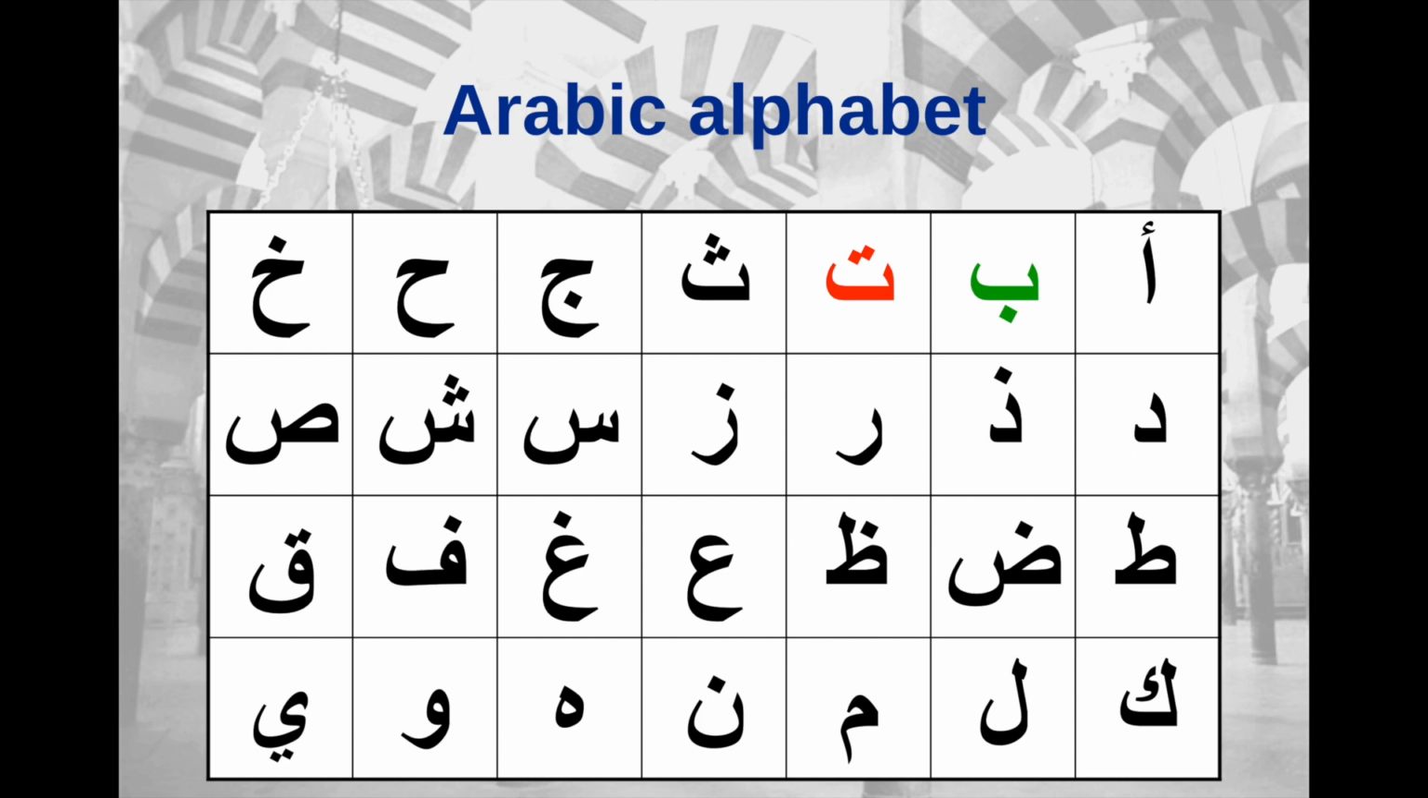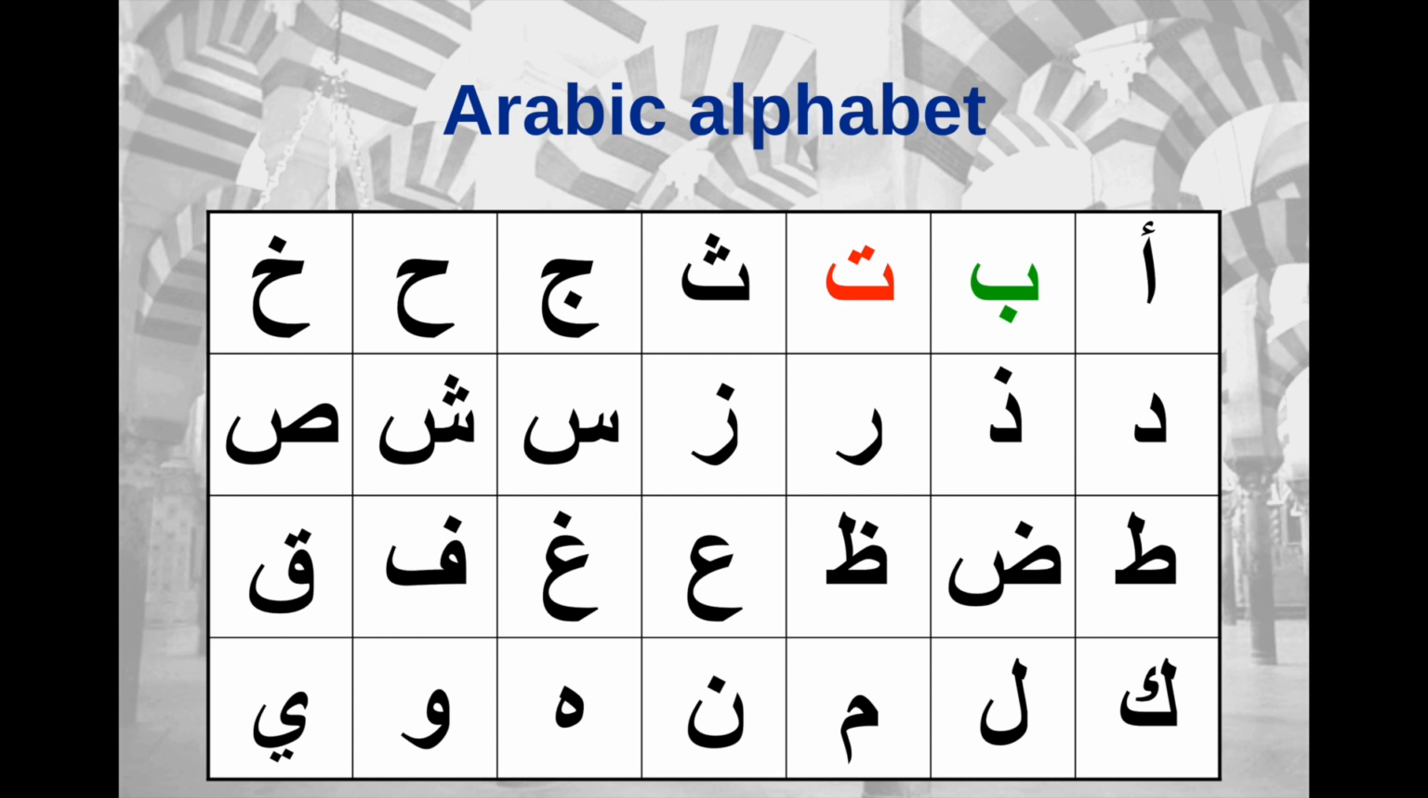So what is the difference between the letter Ba and the letter Ta? The letter Ta is written with 2 dots. And pay attention to another thing. There are 2 dots over the letter Ta, whereas for the letter Ba, there is only 1 dot below the letter Ba. So, just a hint for you to remember this.